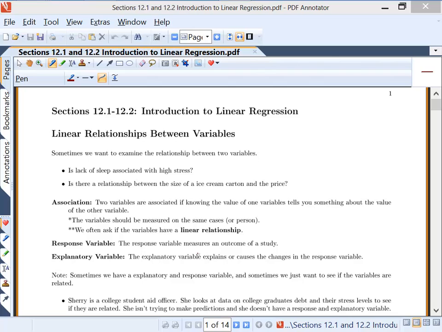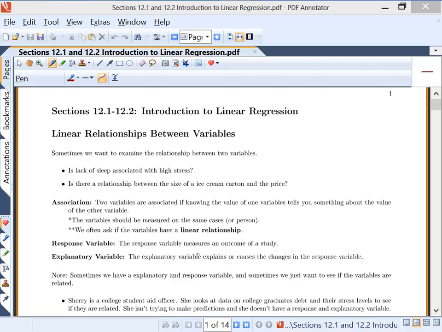So association: two variables are associated, and knowing the value of one variable tells you something about the value of the other variable. And the variables should be measured on the same, what some books call the cases, the same person. So if I want to see if there's a relationship between height and weight, I won't measure my height and someone else's weight. That's not really going to tell me much. So we measure everything on the same person.